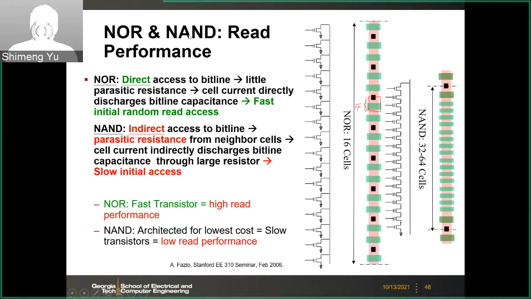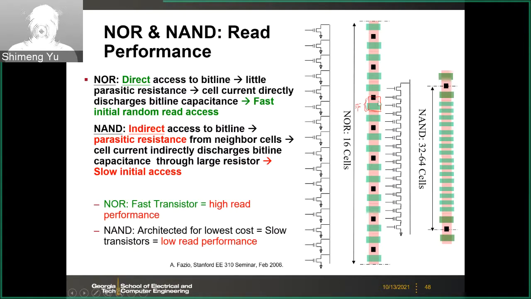And here we summarize the random read performance. Actually, we already briefly discussed it before. For the NOR flash, all the cells are connected in parallel, so you can have direct access to an individual cell from the bit line, and the bit line will connect to the sense amp. And for the NAND flash, all the cells are in series, so you don't have direct access to an individual cell. You have to go through this string. Therefore, the read performance will be low for the NAND flash.